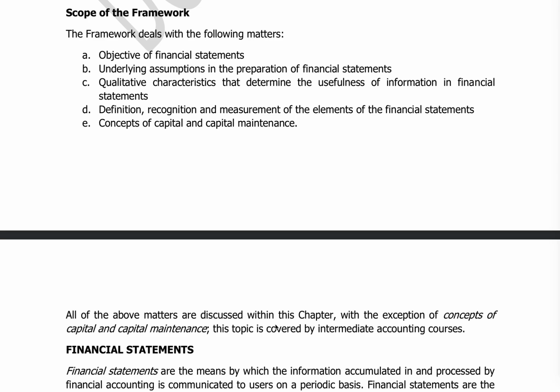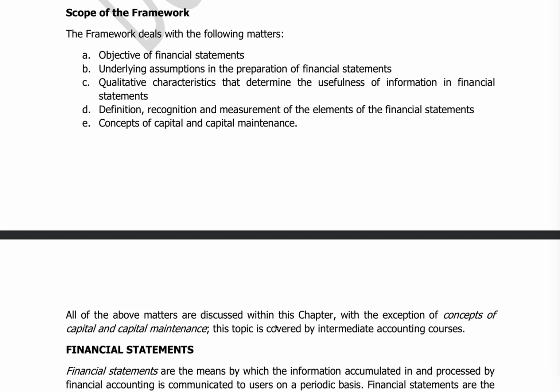Paano ba natin masasabi na nakakatulong siya? How do we determine whether it is useful or not? Ano yung characteristics niya? And then, we have to know the definition, recognition, and measurement of different elements of financial statements. Kung ano ba yung mga income, expense, assets, liabilities, equity. Anong definition nila? Para sila nire-recognize, para din sila mini-measure. And then lastly, the concepts of capital and capital maintenance.